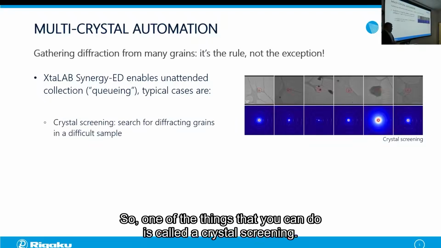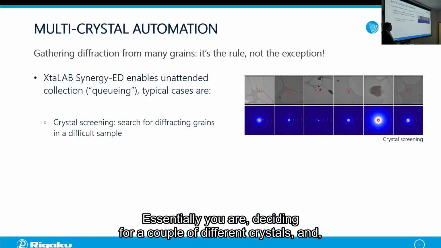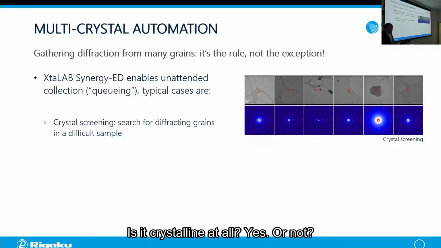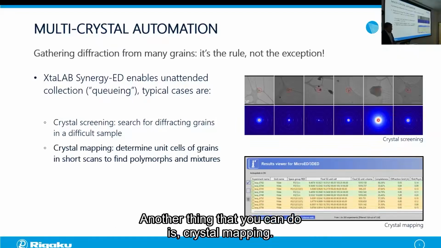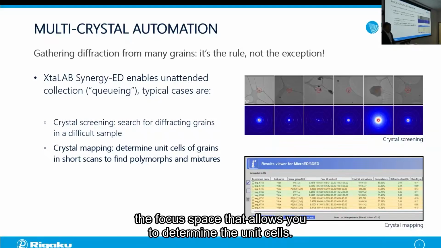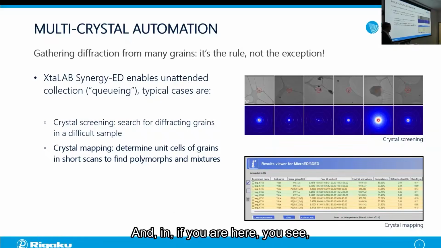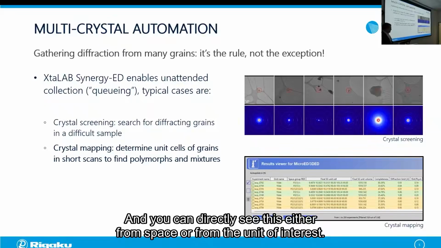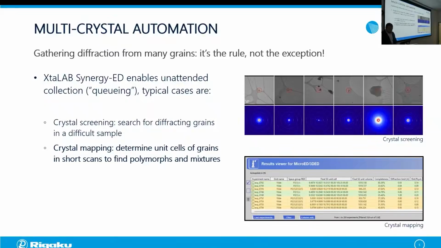One of the things that you can do is called crystal screening. Essentially, you are deciding for a couple of different crystals, and you are just making maybe a 1-degree scan or something to see whether it is crystalline at all, yes or no. Another thing that you can do is crystal mapping. Crystal mapping means that you measure a bit wider wedge of reciprocal space that allows you to determine the unit cells. And in the ED viewer here, you see we measured just our calibration crystal in P2, or in P2 there are 2 different polymorphs. And you can directly see this either from the space group or from the unit cell parameters of each data set.